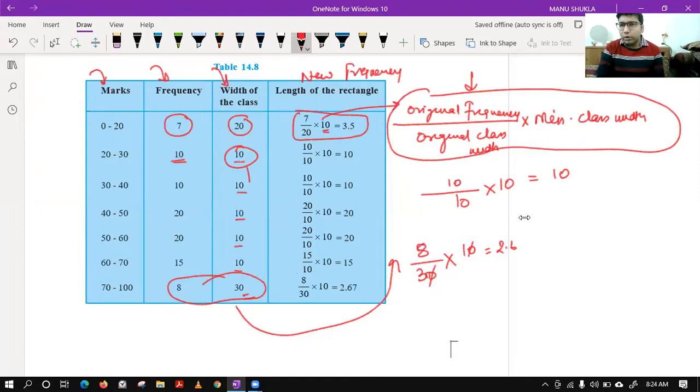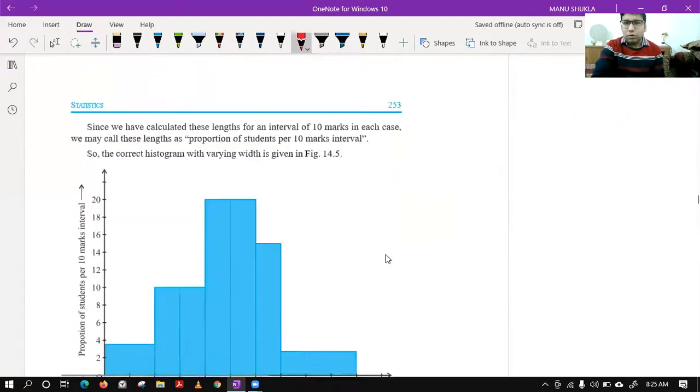Just the same thing that we are doing over here to find the new frequency. First we found all the frequencies for one class width, but we want to make it uniform. So we found for 10 to make it the same for everyone. That's it. Okay. So this is 2.66, and if you round it, it becomes 2.67.